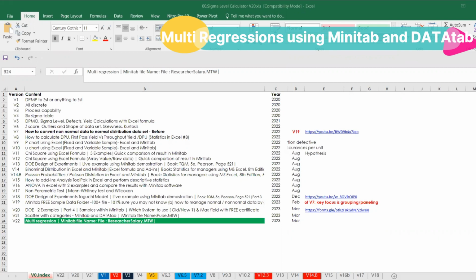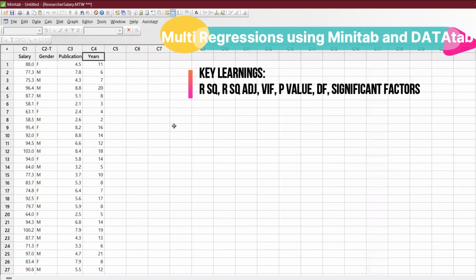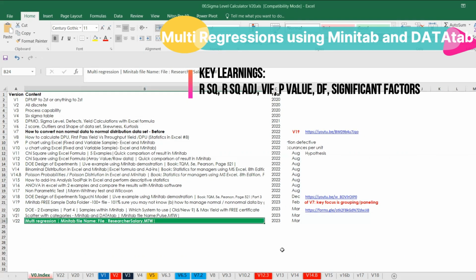The files are there within Minitab, and I'm going to pull out directly from the Minitab. The file name is researcher salary. Let's see how it goes. Okay, I'm opening in the Minitab, and I'm also going to compare the same video with the data tab as well. So that Minitab is one. You will also learn data tab as well, right? Along with data tab, I will put like data tab. Okay, let's get started with the Minitab first.